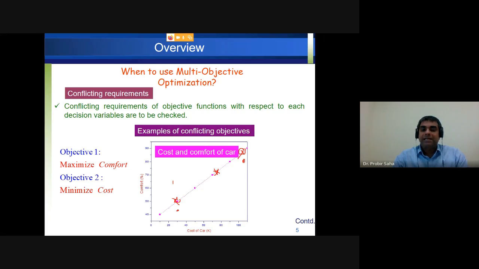So in designing a car, there could be millions of solutions against cost and comfort, but they have to do a proper optimization so that whatever solution they get, cost versus comfort, will be the best one out of the millions of solutions. That has to be confirmed, and that is where multi-objective optimization indeed plays an important role.